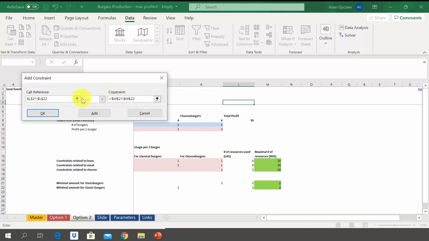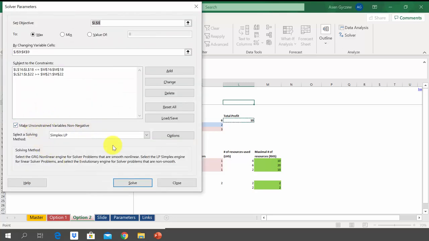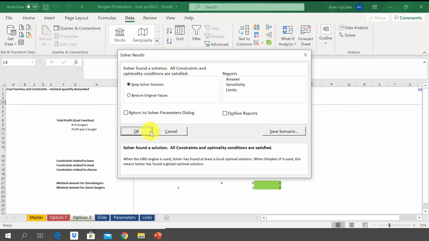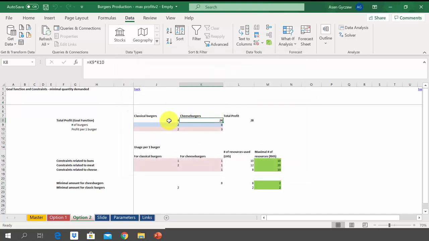Now, the only difference is the sign. So in the case of those two constraints, we want the left-hand side to be not smaller or equal, but bigger or equal. Therefore, we're going to pick this sign. Finally, we press OK. We already have the simplex LP method preselected. So we just press solve. After some time, it has generated the solution to this case study. We press OK. And as you can see, we have a new number of burgers.